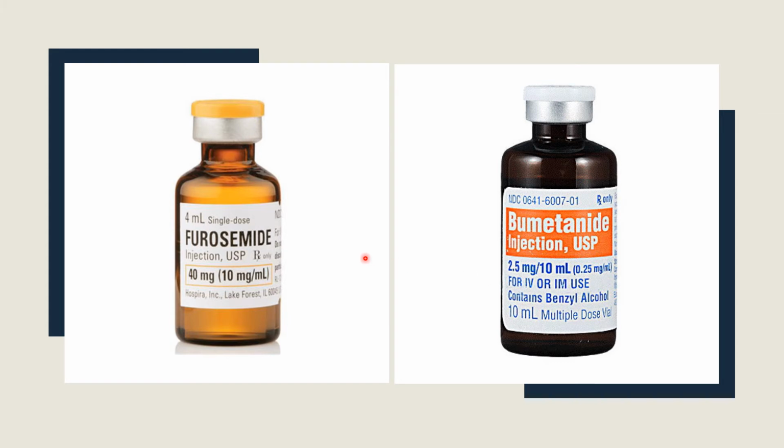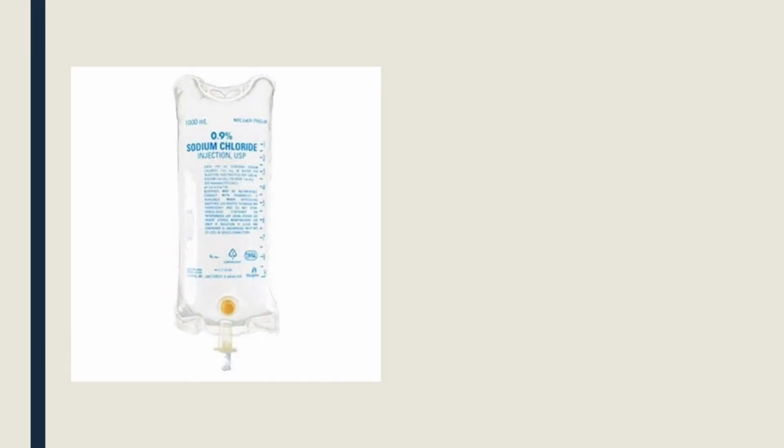So here are the loop diuretics. Probably you're familiar with them. We have furosemide, we have bumetanide, with their specific volume and how many milligrams each vial has. This is the sodium chloride, the isotonic solution that we commonly give to our patient. And again, monitor for possible circulatory overload.